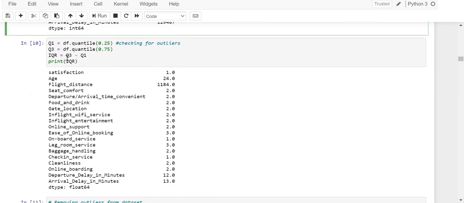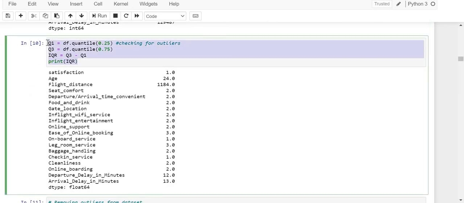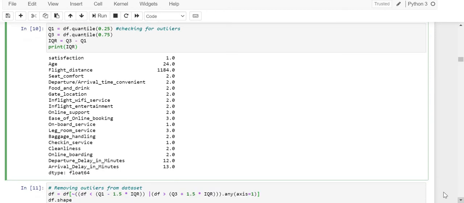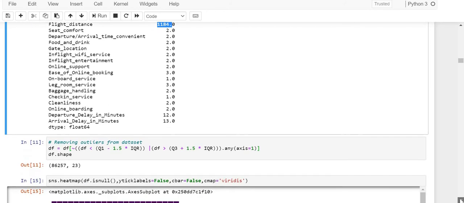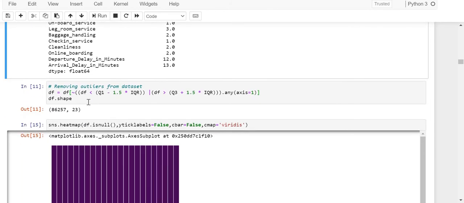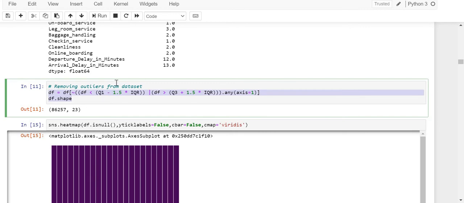Now we are checking for outliers in our dataset. Outliers are basically the values that don't fall under the actual range in columns. Like we can see there are 1,184 outliers in flight distance and about 2 to 3 outliers in almost every column. We need to drop the outliers. So I am dropping the outliers from my dataset.